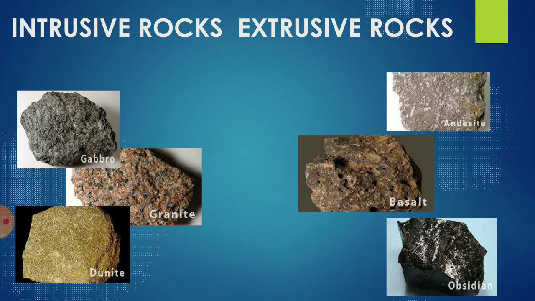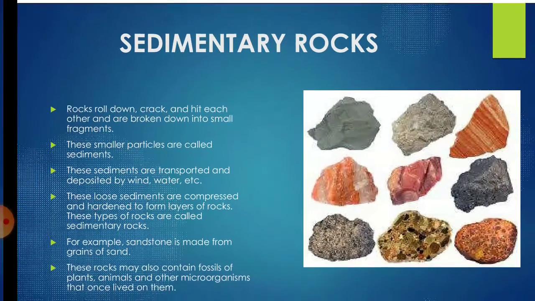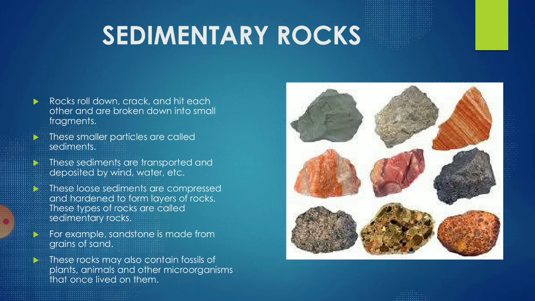You can see here the examples of intrusive rocks and extrusive rocks. Gabbro, granite, dunite. You can see the picture also, right? So these are the intrusive rocks. They are formed when the lava, the molten magma, cools down inside the earth. And the examples of extrusive rocks are andesite, basalt, right? So these are the rocks which are formed when the lava comes out on the surface of the earth and cools down quickly. The next type of rock is sedimentary rock.